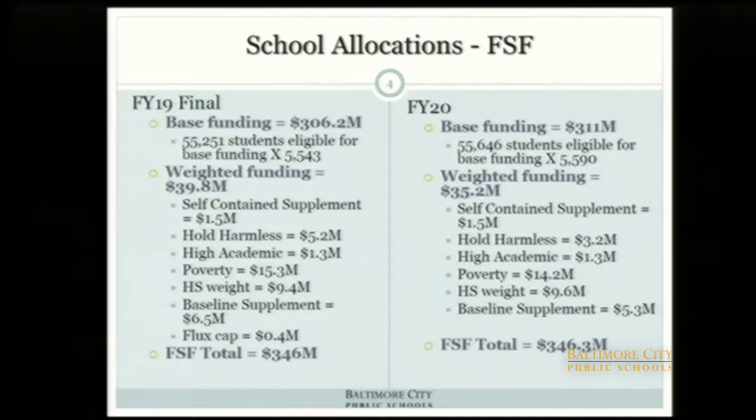So on the left, you have the fall numbers, the post-enrollment adjustment numbers, and on the right, you have the proposed fiscal year 20 spring numbers. And we can see some of the variations in the funding weights. The dollar amount stayed the same. The only changes are just based on the number of students that qualified for the different weights. And that's what affected the totals.